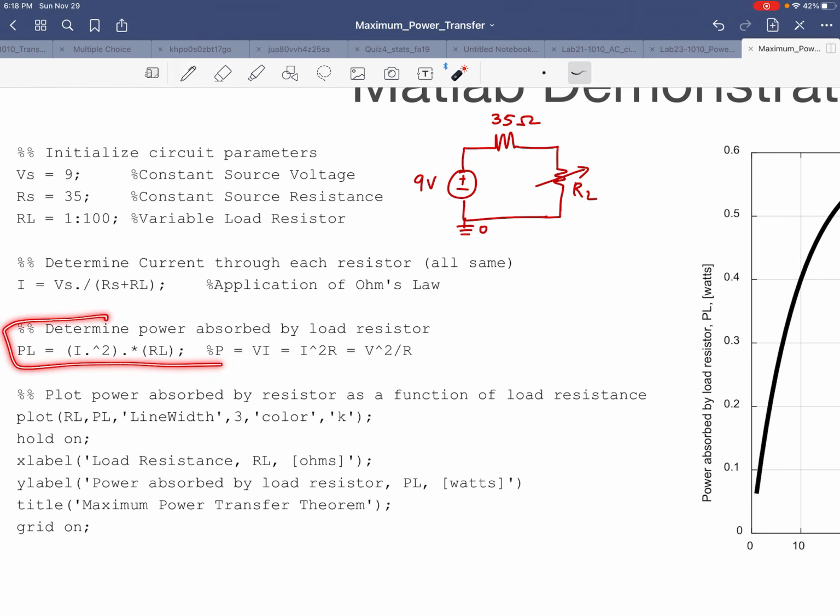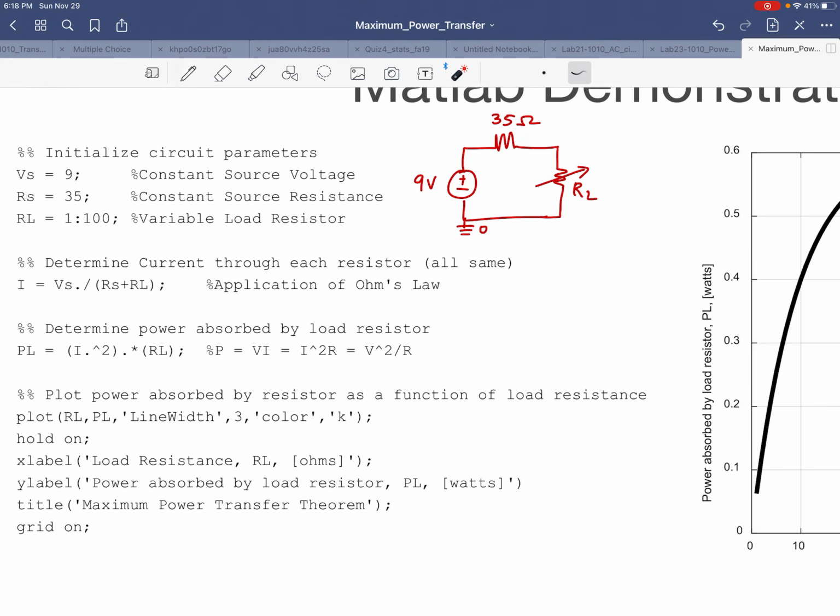Now in the next section, I determine the power absorbed by the load resistor. That is simply the power equation, V times I, which is the same as I squared times R, or V squared divided by R. I have I from earlier, which I can square, and then RL has been initialized to that vector, so I can multiply that accordingly. Notice over here, again, I'm doing element-wise squaring and element-wise multiplication here. Now, once I have the power absorbed by the load resistor, and I also have the load resistor values over which I'm doing this calculation, I can sketch on the x-axis RL and on the y-axis PL.